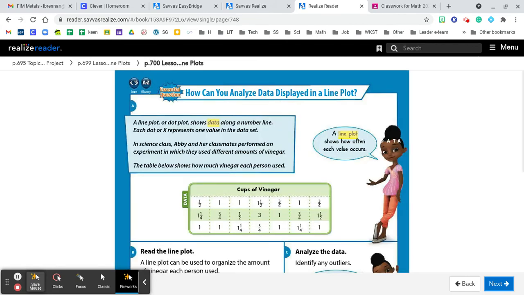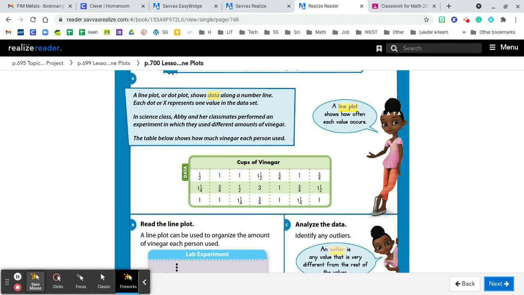Let's move forward. How can you analyze data displayed in a line plot? Analyze is when you take the data and you try to make some judgments. Looking at the data, you make some statements. A line plot or dot plot shows data along a number line. Each dot or X represents the value in the data set. In science class, Abby and her classmates performed an experiment in which they used different amounts of vinegar. The table below shows how much vinegar each person used. A line plot shows how often each value occurs.